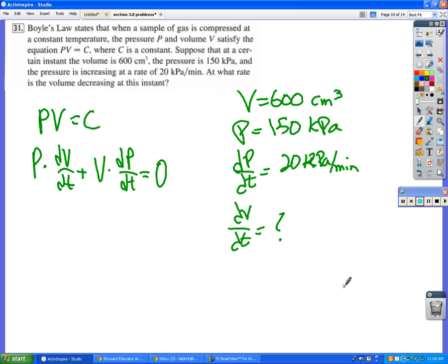So yeah, that is easy. You know everything you need to know. You just plug all the stuff in and solve for dV/dt. The only tricks there were to recognize that C is a constant, so its derivative is 0, and also that you need to use the product rule when you're taking the derivative.